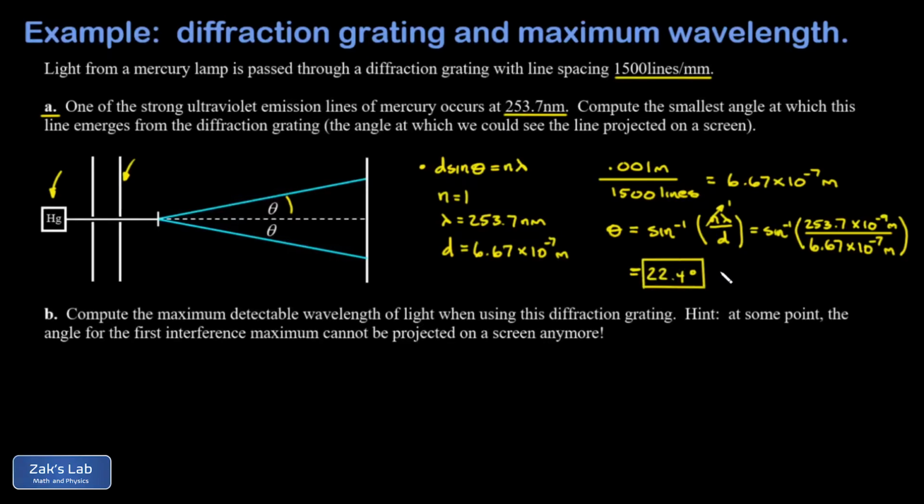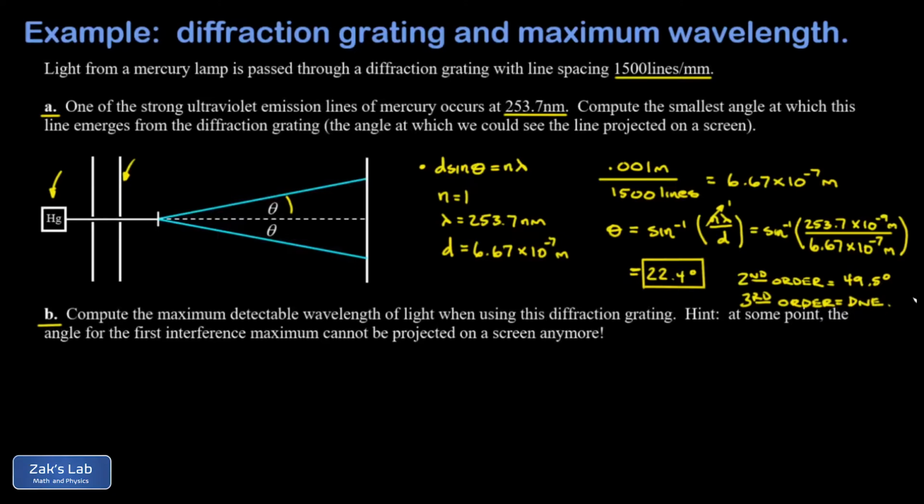Now this wavelength is short enough where we'll actually get a second order maximum as well. If you plug in n equals 2, we find a second order maximum around 49.5 degrees. But if you plug in n equals 3, your calculator is going to throw an error for a really good reason, and this is addressed in part B of the question. So I'll say the third order maximum doesn't exist.